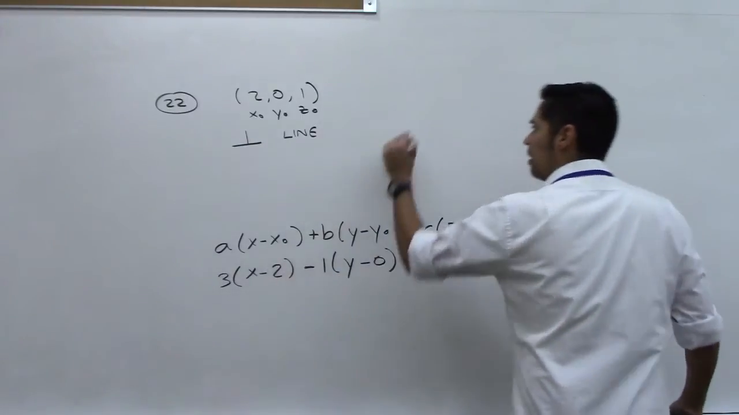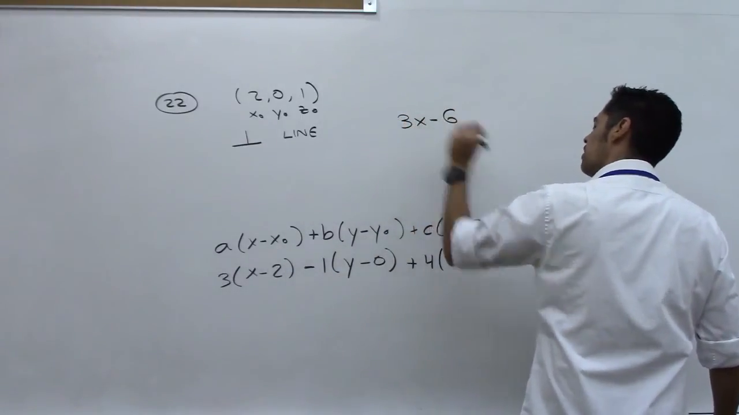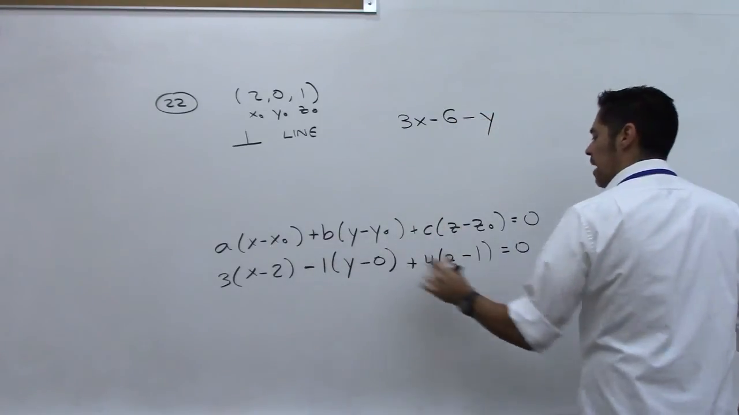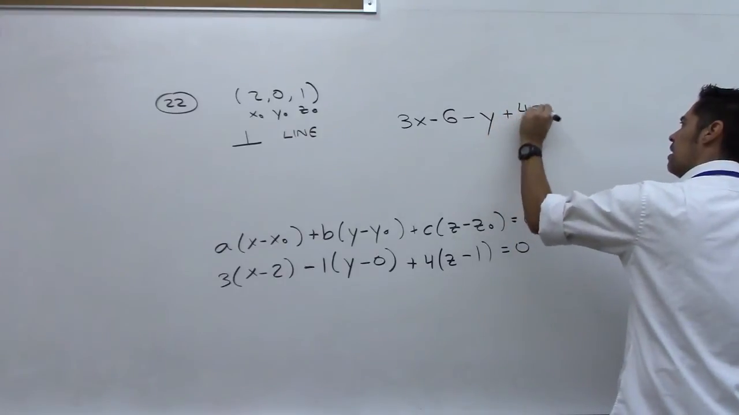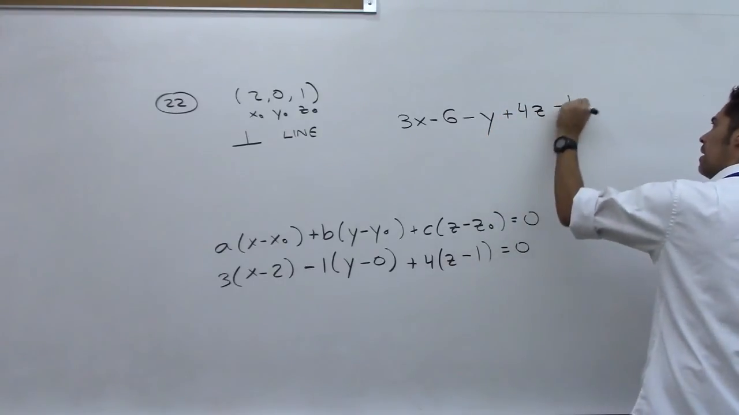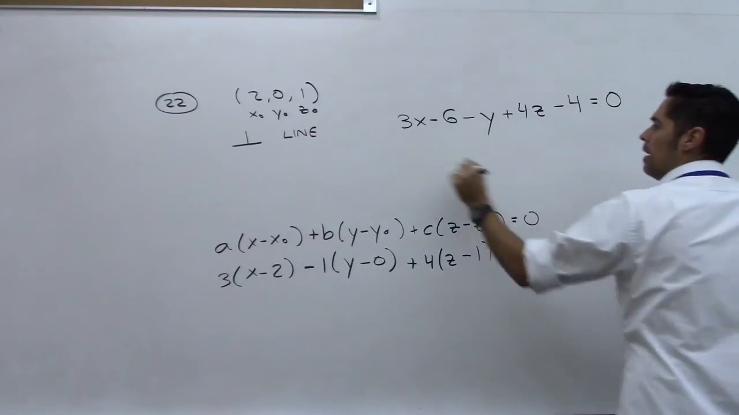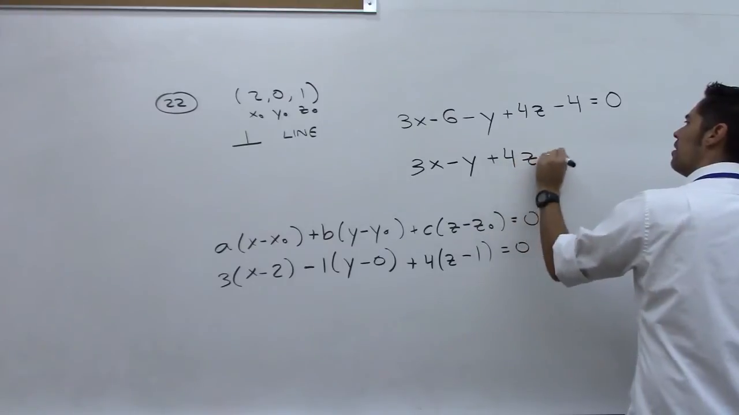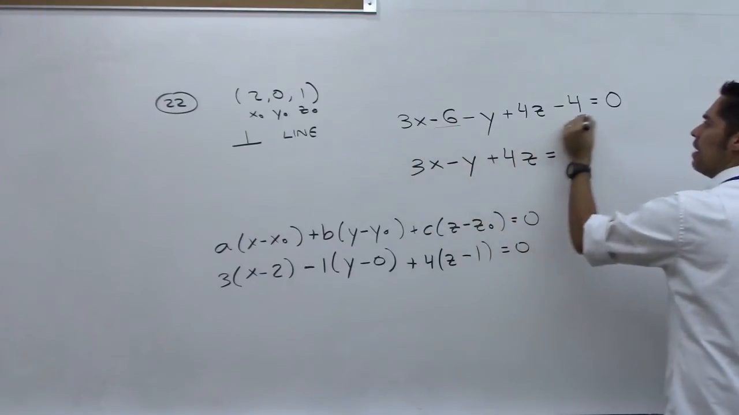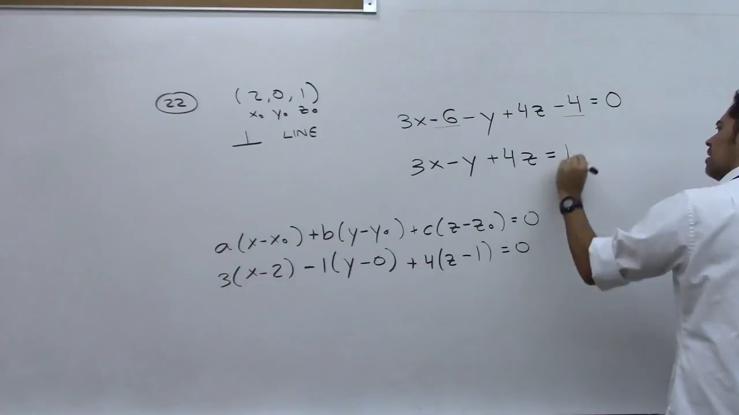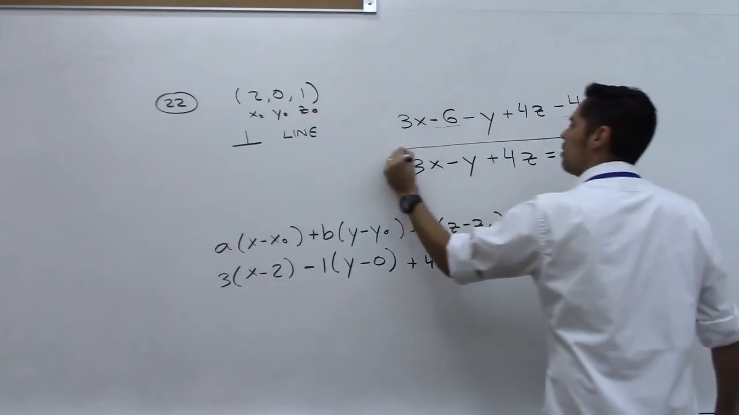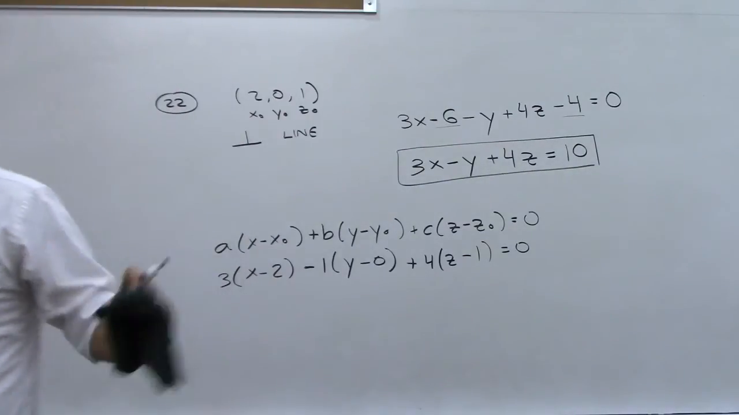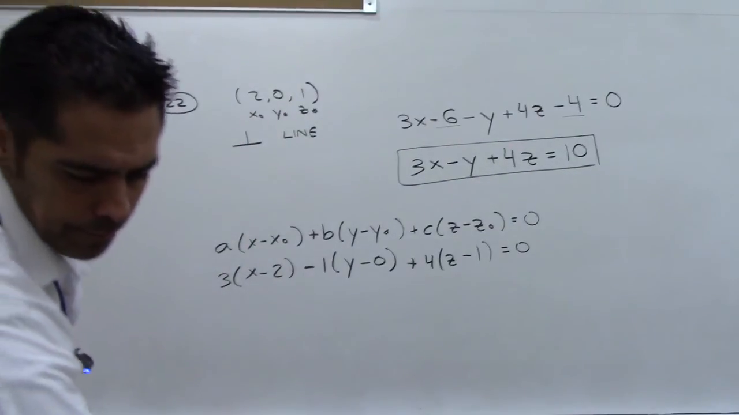So distributing through here, we get 3x minus 6. Distribute -1 through here, we get -y, and then the 0 doesn't matter. And then plus 4z, and then minus 4 equals 0. And get all the variables on one side, all constants to the other side. -6, -4 is -10, take it to the other side, 10. This is the equation of the plane that passes through that point and is perpendicular to the line that was given to us.